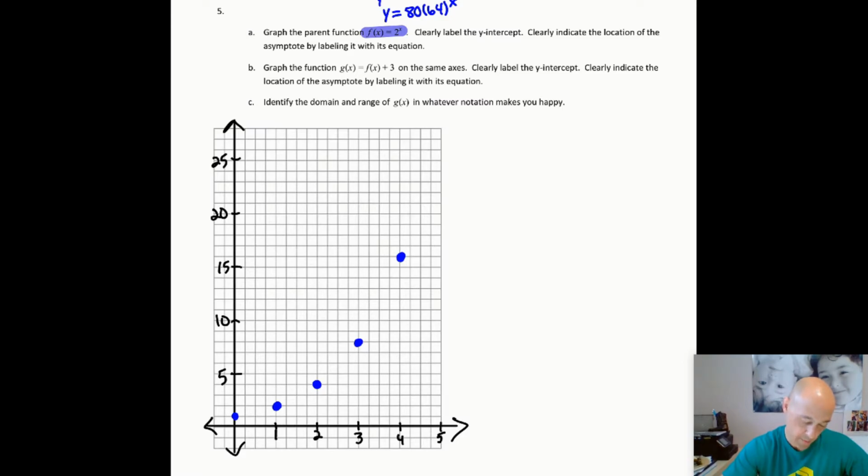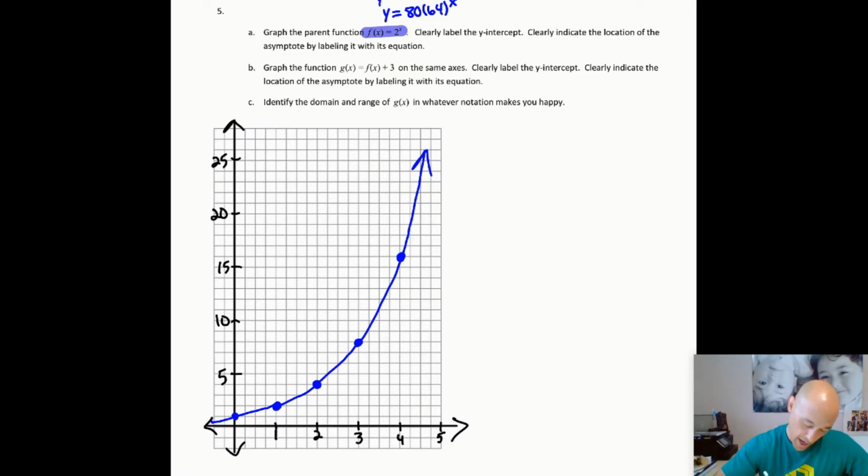And 2 to the fifth power is 32, and it's not going to fit on there. So I can then connect those, and it's going to go this way. Try to make it look smooth. Looks pretty good. It's going to look like that.